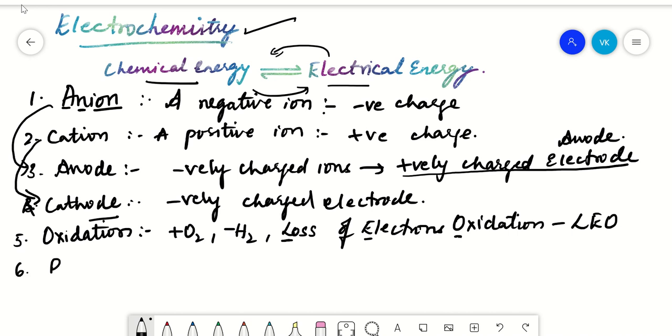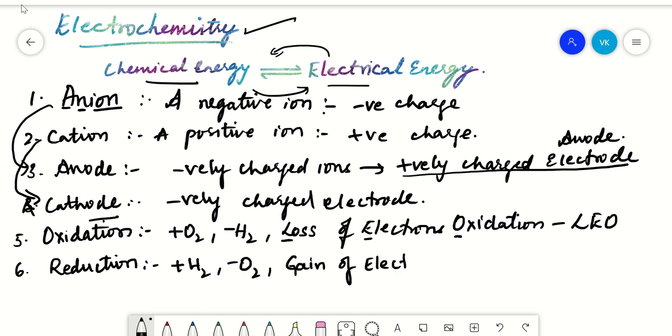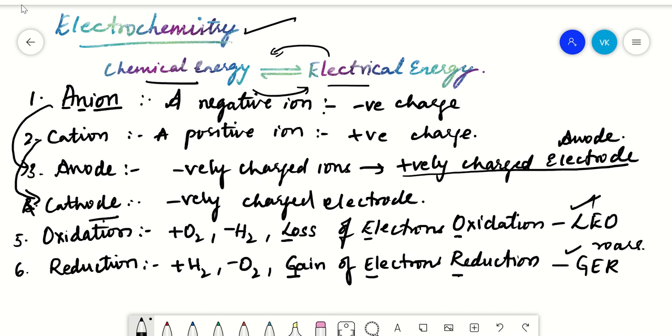Then what about reduction? Reduction is addition of hydrogen or removal of oxygen, or you can also call this gain of electrons. Gain of electrons is called reduction. What is the shortcut in this? GER. Leo roars GER. GER is a mnemonic here. So oxidation is loss of electrons, reduction is gain of electrons, right?